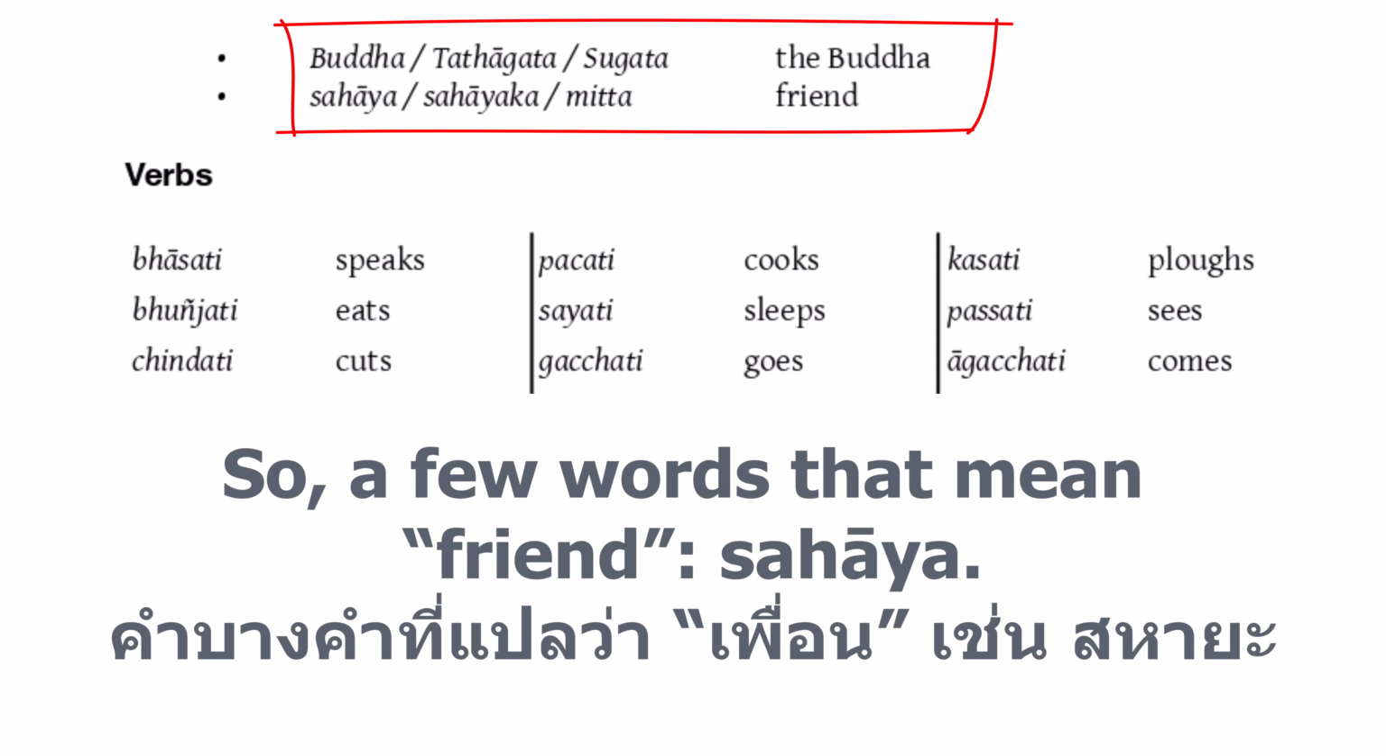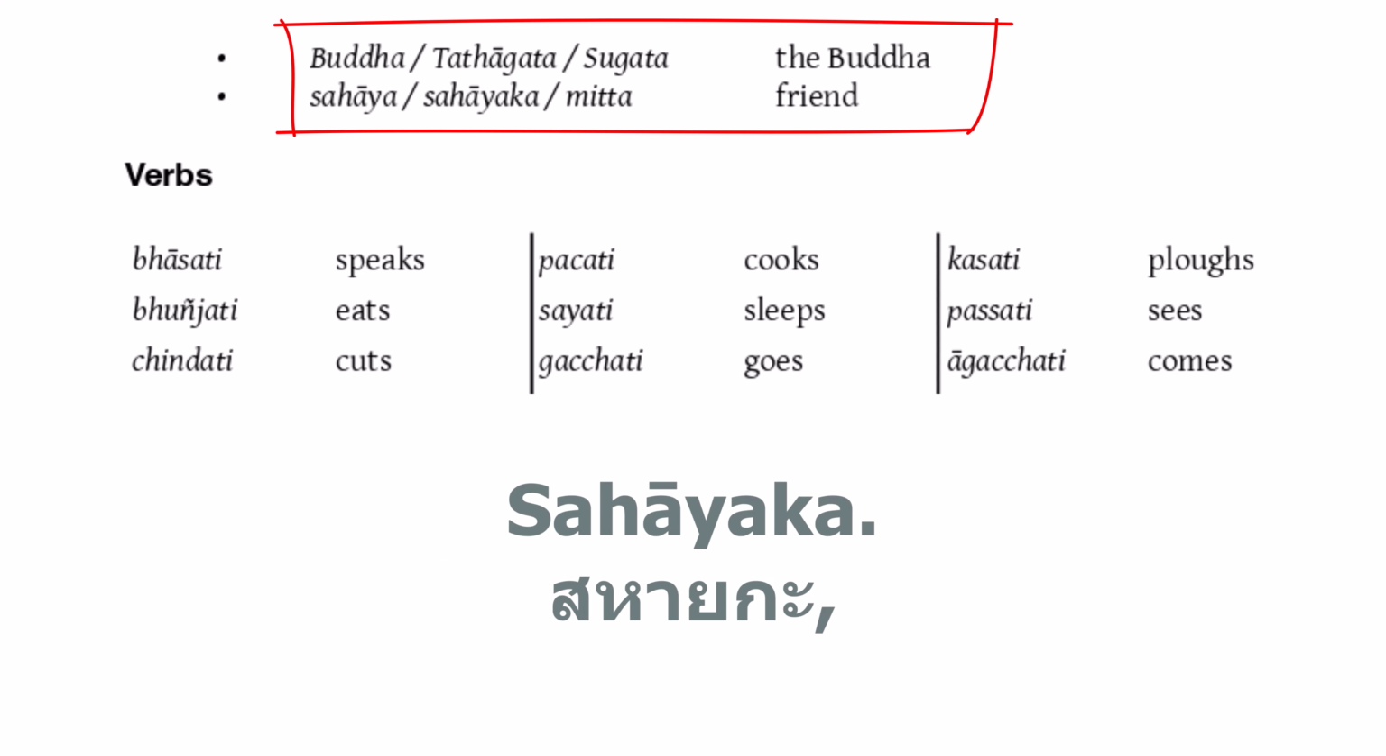So, a few words that mean friend. Sahaya. Sahayaka.